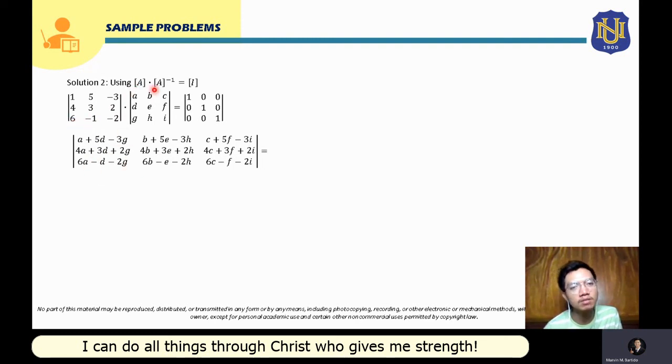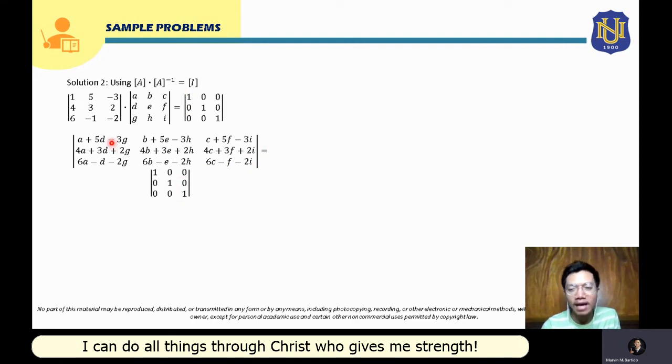And then we have here 6 times B plus negative 1 times E plus negative 2 times H. So this will be that element. And then we have here 6 times C plus negative 1 times F plus negative 2 times I. So this will now be that element. So we will equate this to our identity matrix here.